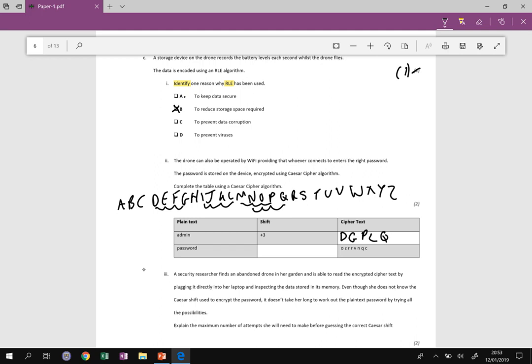So if you want to double check, just make sure your plain text has the same number of letters as your ciphertext. This time we have to work backwards, so we've got 1 mark so far, assuming that we've got this right. D, G, P, L, Q. Yep, that looks right to me. It doesn't matter if your ciphertext is in capital letters or lowercase, that's fine.